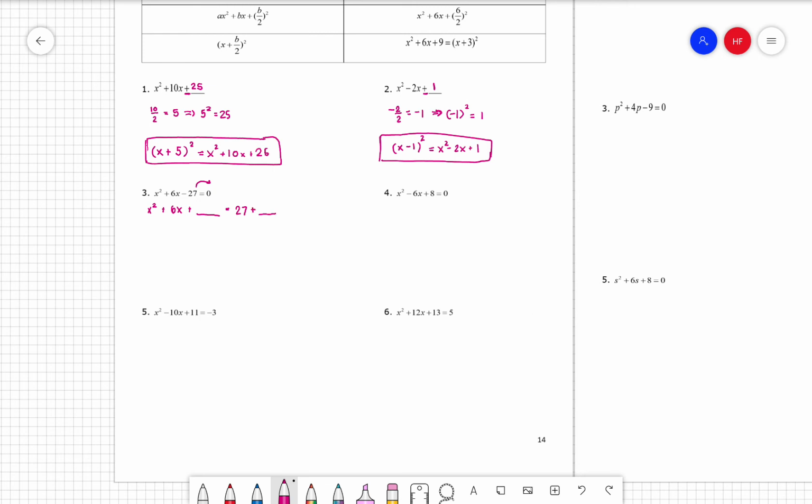So remember in algebra, whenever you do something on the left, you have to do it on the right. So if we're adding something on the left, we're adding that same number on the right.